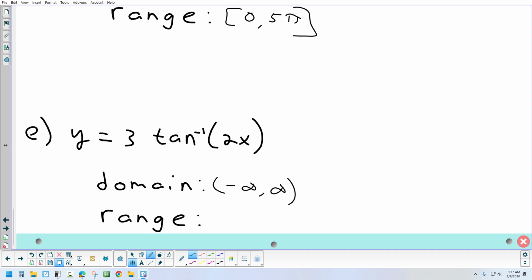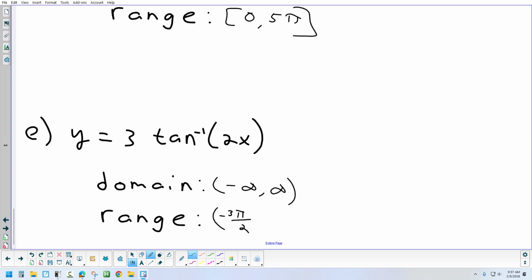Our starting point. Negative pi over 2 to pi over 2, including or not including? Not including. And we're going to stretch that 3 times as much. So it's going to be negative 3 pi over 2 to positive 3 pi over 2. Any questions on that? As far as the graphs of inverse secant, inverse cosecant, and inverse cotangent, we're not going to get into those graphs.